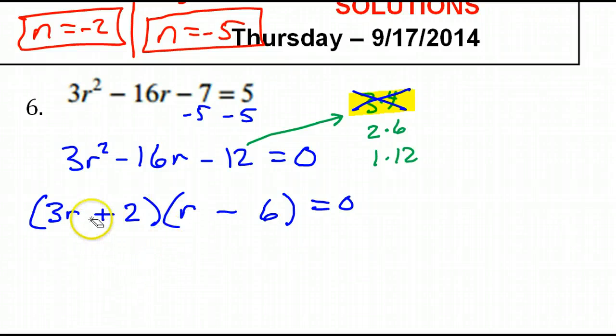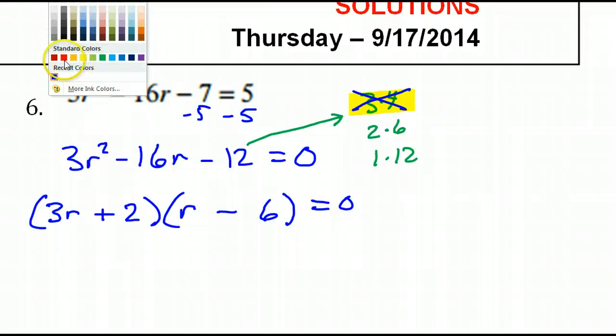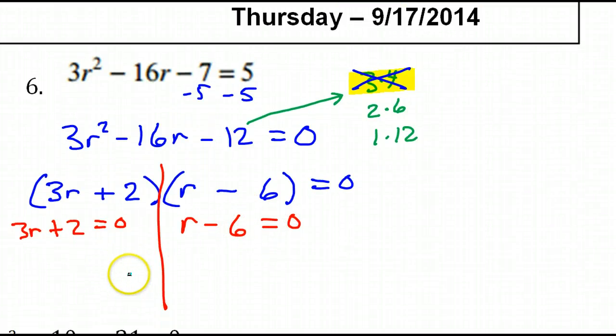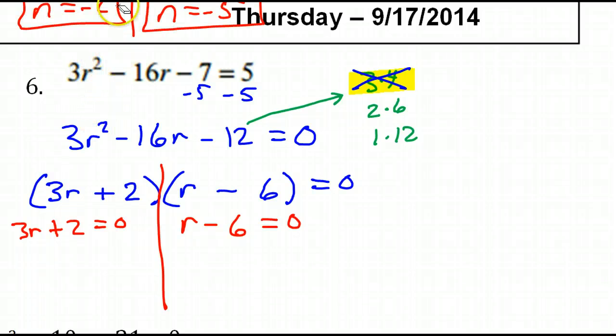Okay, so now we can use the zero product property, which says if something times something equals 0, either the first thing equals 0 or the second thing equals 0. So this is how we will get our 2 solutions. The degree tells you how many solutions there will be.